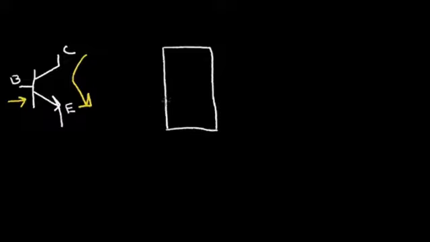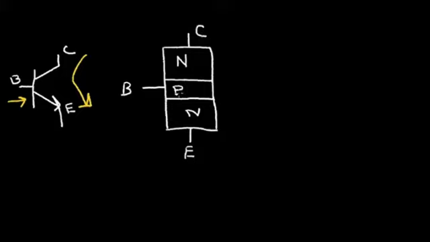It's composed of three regions. Let's say that this is the emitter region. It's an N-type material. The base region is a P-type material, and the collector region is an N-type material. So this is the base terminal. This is the emitter terminal, and this is the collector terminal. So what we have here is two back-to-back diodes.